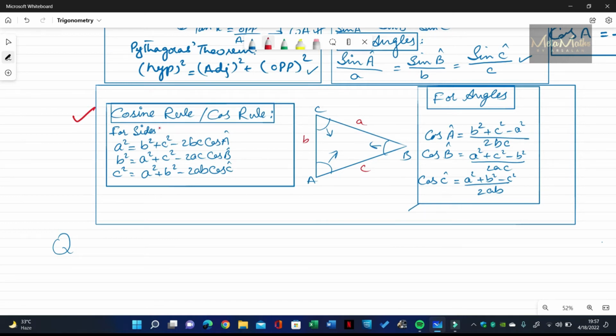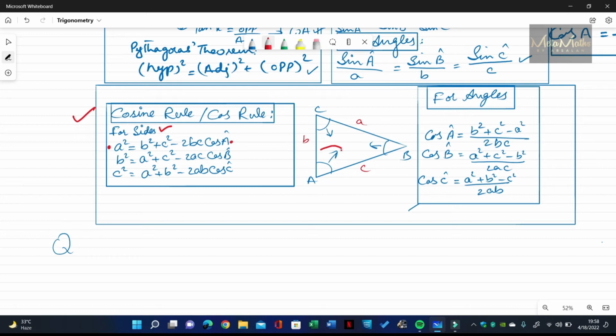If you need to find the sides by using the cos rule, then your formula will be a square is equal to b square plus c square minus 2bc cos A. Now how to memorize it? A is the unknown side, B is the first given side, C is the second given side, then minus 2 into first given side into second given side into cos of A. A is the angle opposite to the unknown side. You see that? A and A.